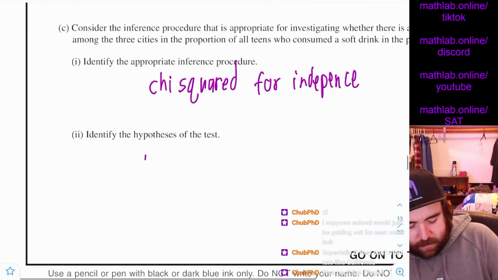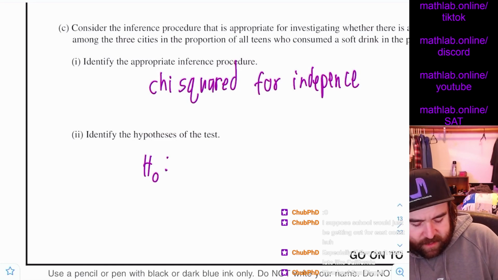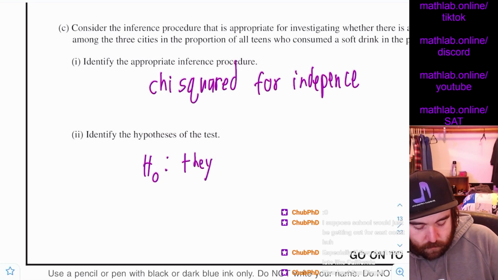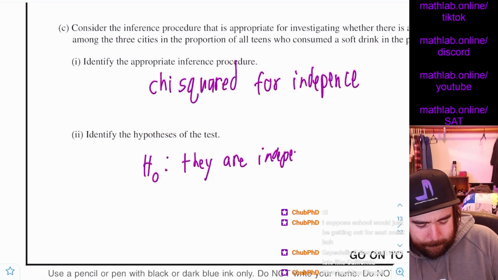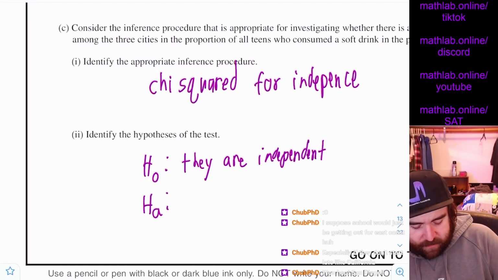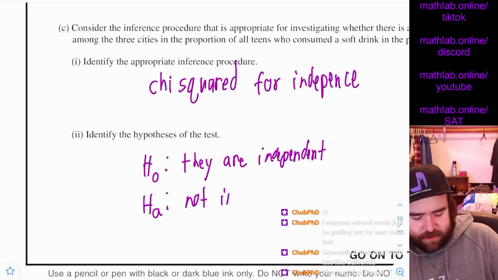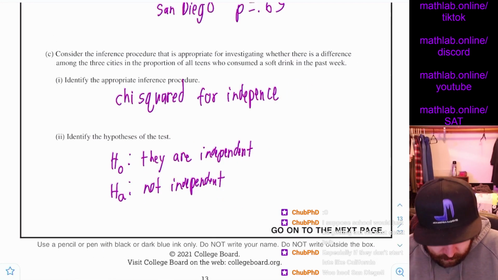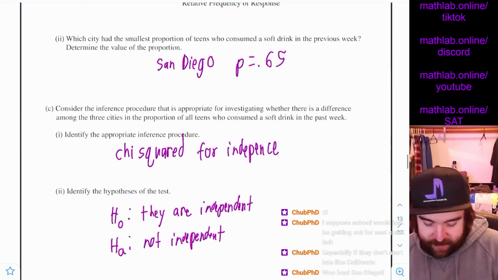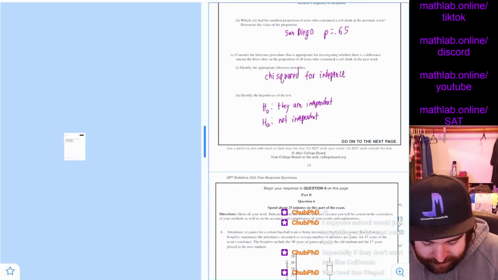Identify the hypothesis. The null is that they are independent. The alternative is that they are not independent. I'm actually not sure about that, so don't let me steer you wrong. Make sure you stick around for the answers here. Oh, good. That's it. Okay, good. Let's check the answers.